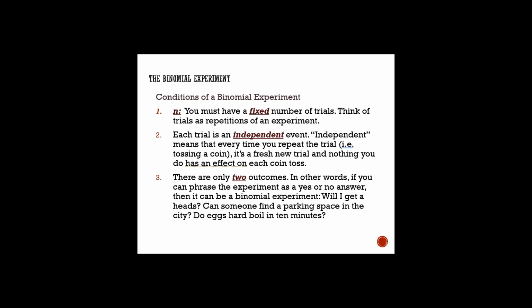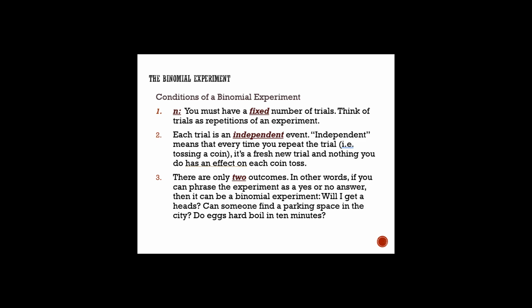Now that means that n has to be just a fixed number. And that's not usually hard. We have to have a number of trials, and we call that n. 2, each trial is an independent event. It means each time you repeat the trial, it's a fresh trial, and it doesn't have an effect on any of the other trials. 3, there can only be 2 outcomes.